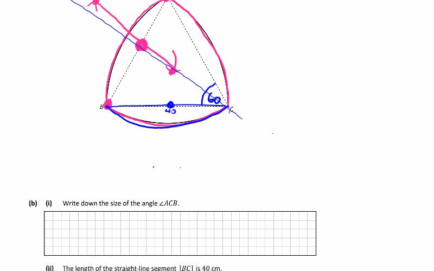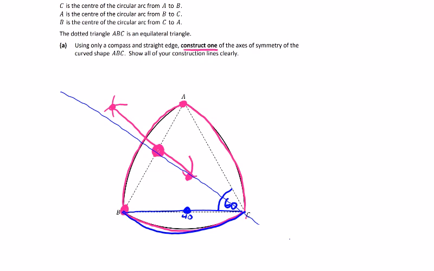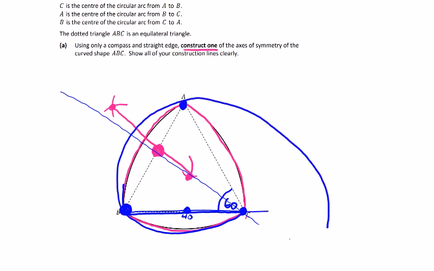So if we had a radius, if we imagine C is the center of this arc, so this is a radius. C is the center, A is a radius. So it means that we actually have a circle going around like this. So there'll be another radius here.